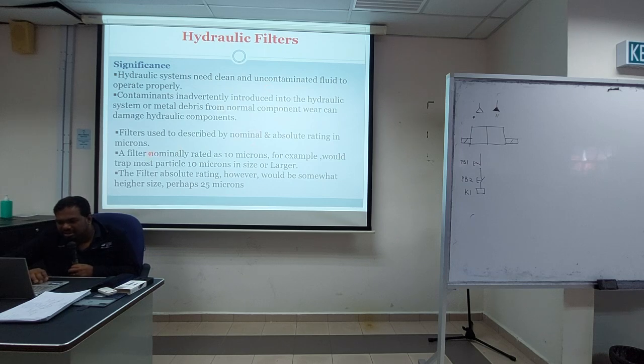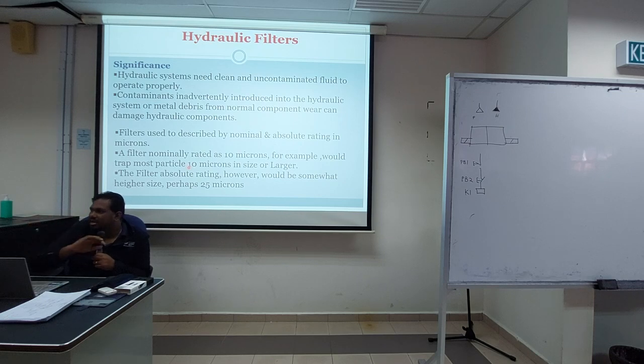Selalunya dia based on microns lah. So microns, so 10 micron punya filter, so it can allow up to 10 micron punya dirt. So besar daripada 10 micron size, dia akan filter macam tu. Kemudian ada juga 25 microns, so particle yang lagi besar ataupun lagi kecil. So depends lah. So depends on the size, berapa banyak yang dia boleh detect dia ataupun boleh filter.